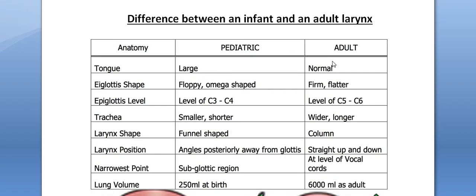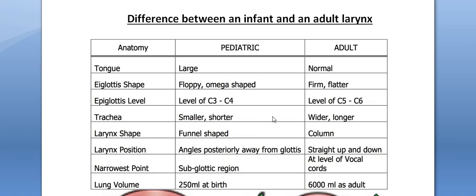Whereas in adult, the epiglottis is really firm and flatter and it sticks on to the posterior aspect of the tongue. The level of the epiglottis is higher, that is C3 and C4 vertebra in pediatric, whereas in adult it is C5 to C6. Trachea is as such smaller and shorter in pediatrics, as we know the neck is really short in child, whereas it's wider and longer in adult. So the compression of trachea is much easier in pediatric when compared to adult because of this reason.